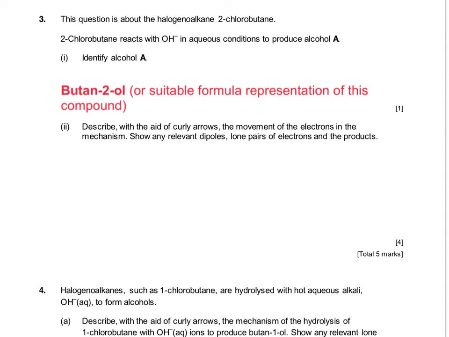But then it goes on to ask you to describe the movement of the electrons in the mechanism of this reaction. So obviously it's going to be a nucleophilic substitution, because OH- is a nucleophile, and the chlorine that comes off the butane and is replaced with the OH- is also a nucleophile. So one nucleophile is being swapped for another. So it's a nucleophilic substitution.